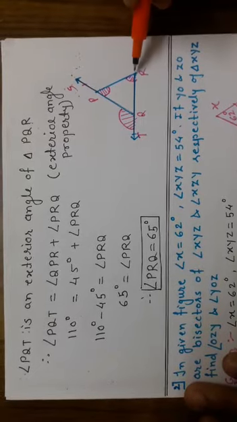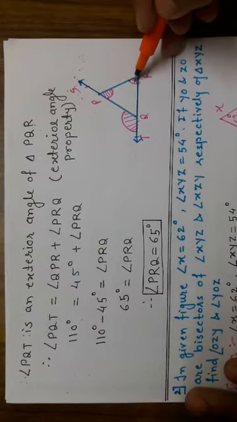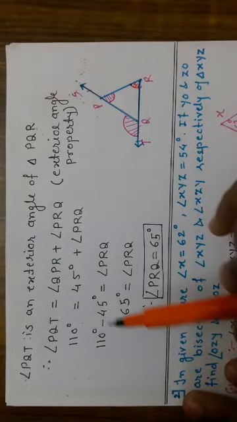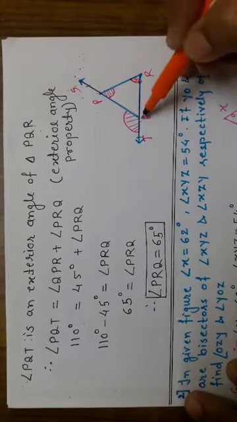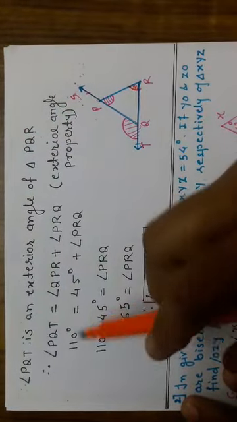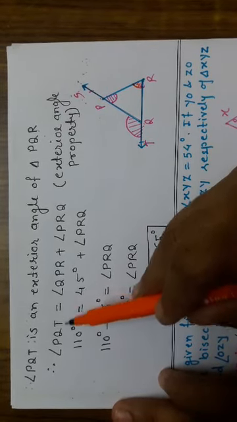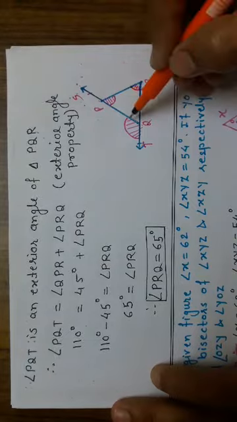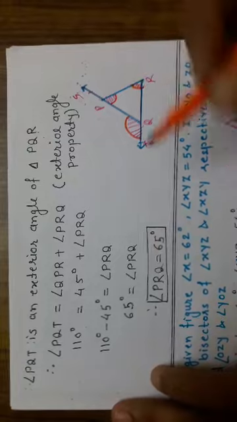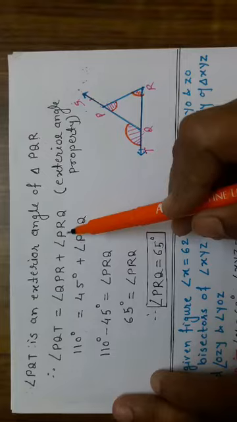Now we have found the angle RPQ. In this triangle we have to find this angle. For finding this angle, we will use the exterior angle property. PQT is the exterior angle of the triangle PQR. That's why, as we know very well, the exterior angle property is that the exterior angle is equal to the sum of the two opposite interior angles. Means this angle is equal to this plus this angle. So I have written here angle PQT is equal to angle QPR plus angle PRQ.